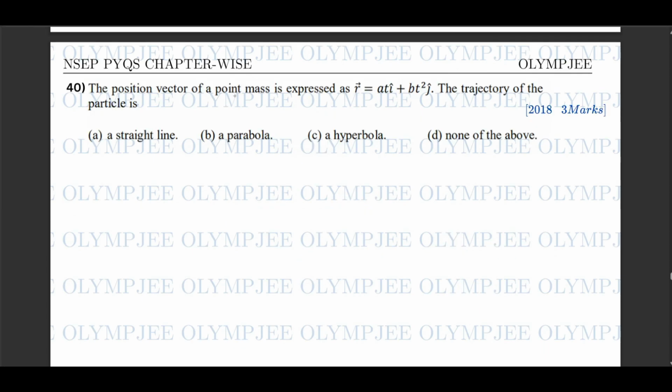This question 40 is asking for the trajectory of the particle.